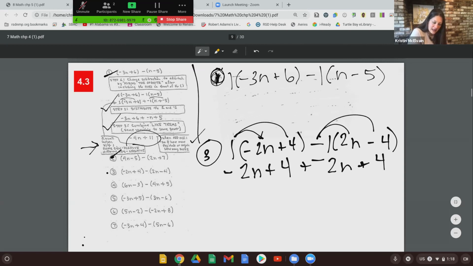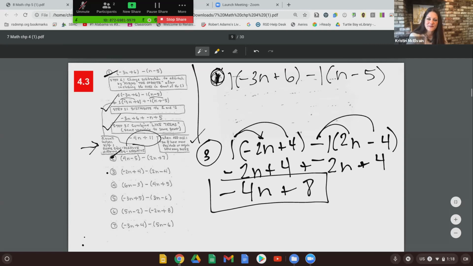Okay. Combine like terms. 2n and negative 2n gives me negative 4n. Positive 4 and a positive 4 gives me 8. Negative 4n plus 8. Done with 3.